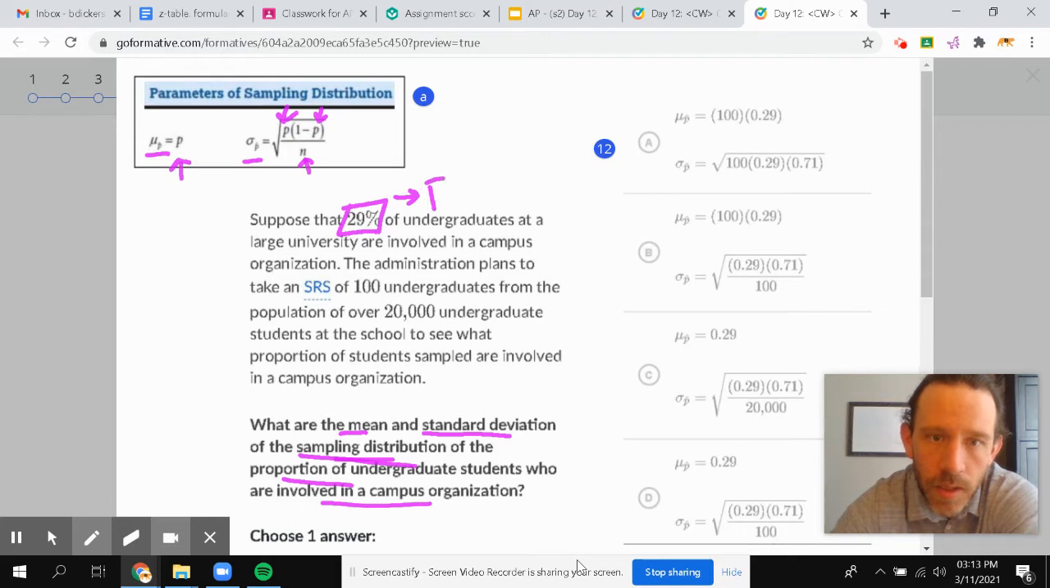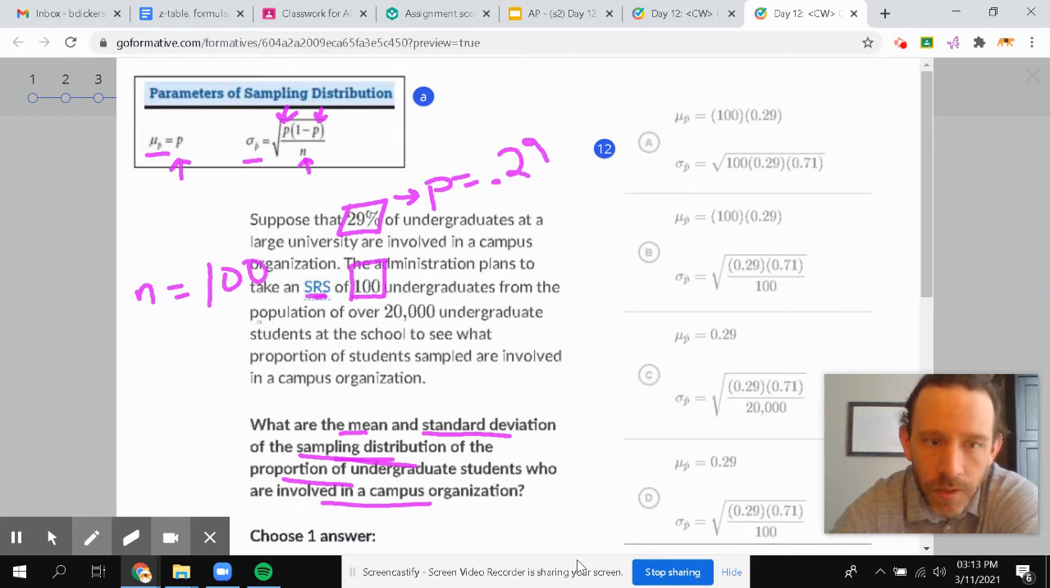So we're going to say that P equals 0.29. So change that percent to a decimal. N is a sample size, so we look for that. The administration plans to take an SRS, remember, simple random sample of 100 students. That is our N, because that is the word that talked about the sample. So our N is 100.